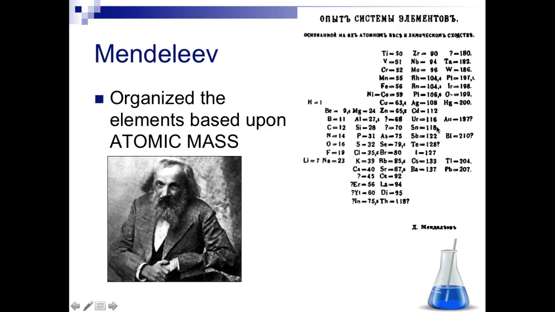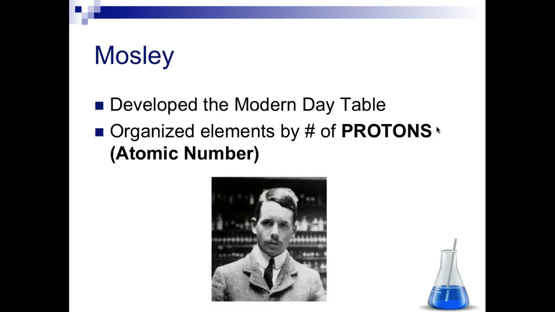Obviously, that's not what we now look at, so someone came in after him and changed it, and his name was Moseley. He developed what we now know as the modern day periodic table. He organized the elements based on their number of protons, which we learned in the atomic unit was called the atomic number.